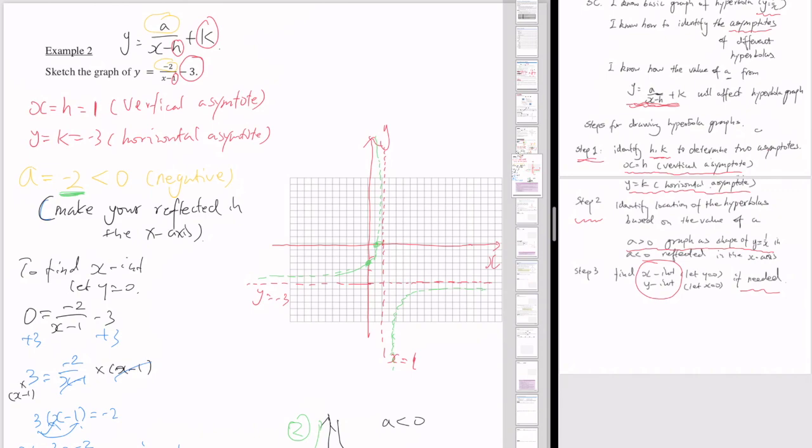In the same way, to find the y-intercept, let x be equal to 0. So now y will be equal to negative 2 over x minus 1, minus 3, with x equal to 0, so it will be 0 minus 1 minus 3. y will be equal to negative 1. So I know my y-intercept will be 0, negative 1.